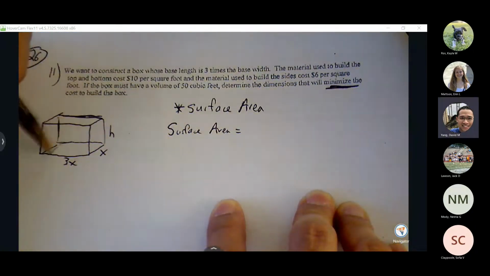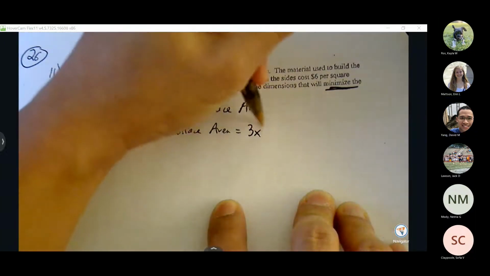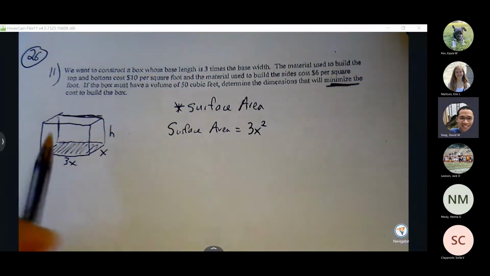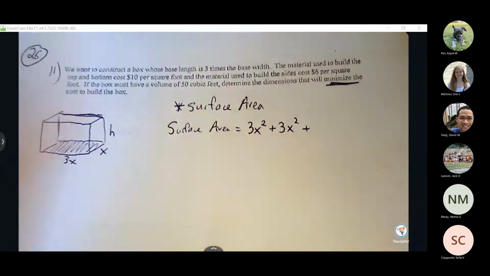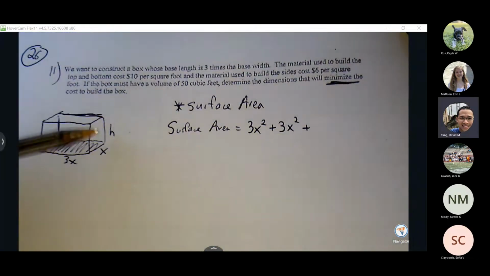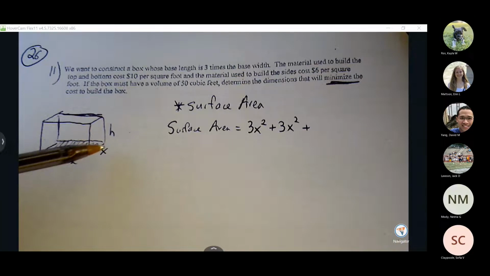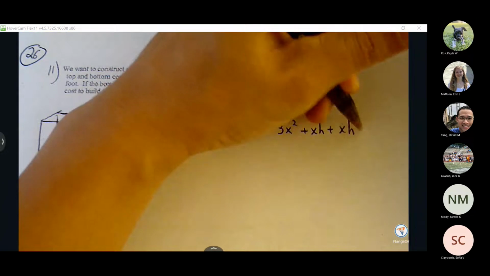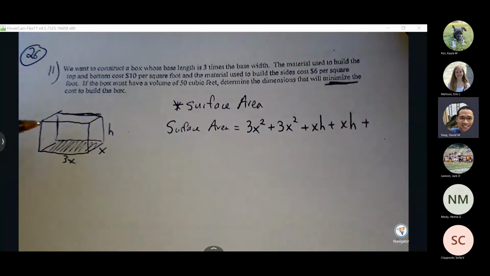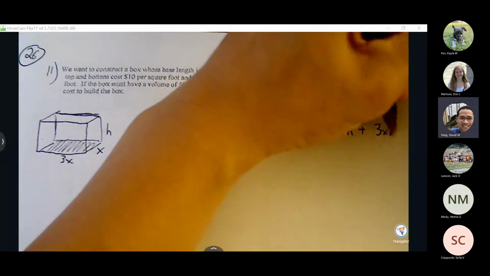So the base here, what's the area of the space here? 3x squared. Is there another 3x squared? Yes, above, right? And then the sides, what's the area of the smaller side here? x times h. There are 2 of them. And then what's the area of the front side here, the vertical side? 3xh, and there's one on the back as well.